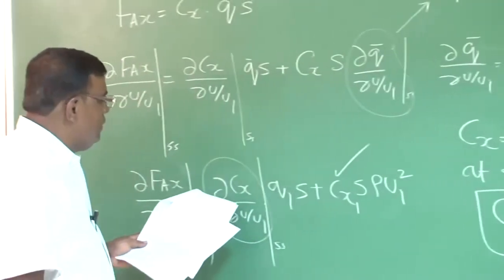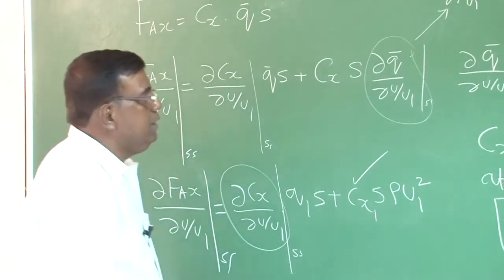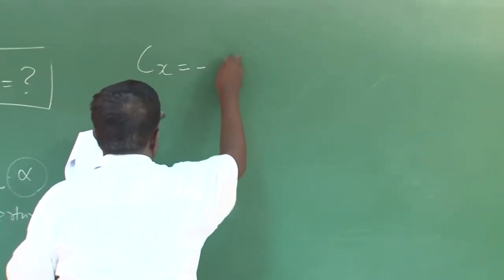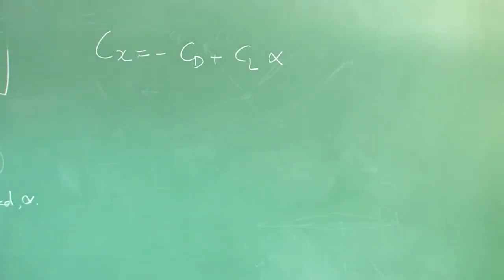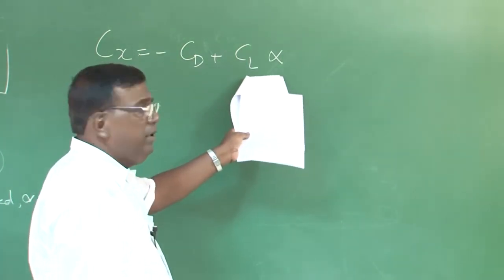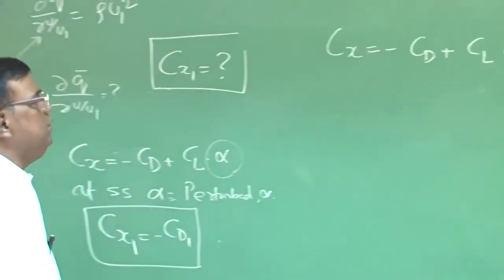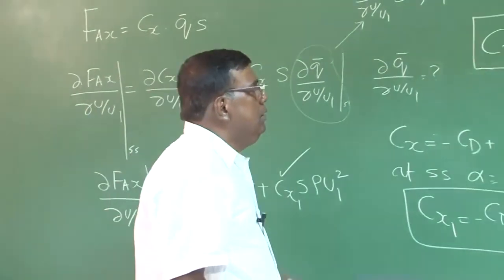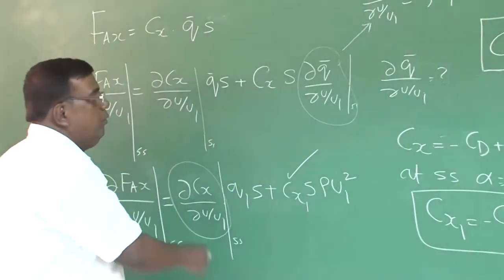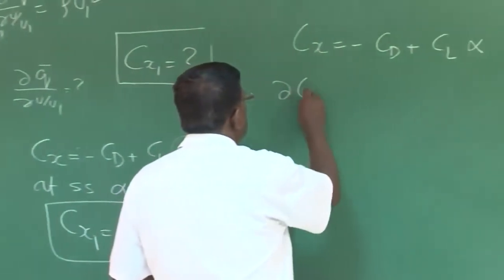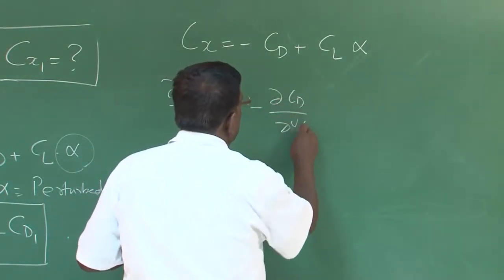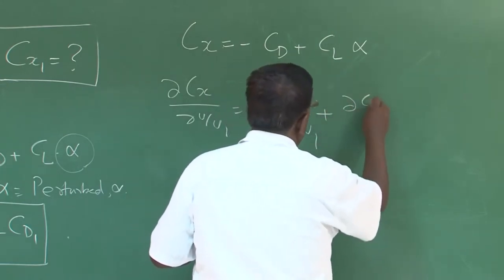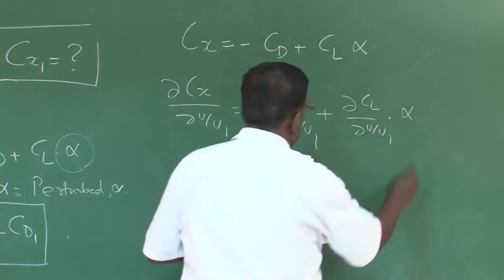We know this. Now, next question comes, what is dCx by du by u1? Let us see that. We again start with this expression, Cx is minus Cd plus Cl alpha. Please understand, once I have written this, I have assumed that alpha, the perturbed quantity, is very small. That is why sine alpha becomes alpha, cos alpha becomes 1. So we are again using the advantage of small perturbations. So if Cx is this, what is our aim? Our aim is to find dCx by du by u1. So now we write dCx by du by u1 is equal to minus dCd by du by u1 plus dCl by du by u1 into alpha.